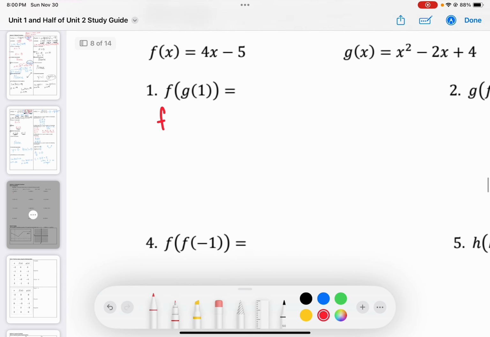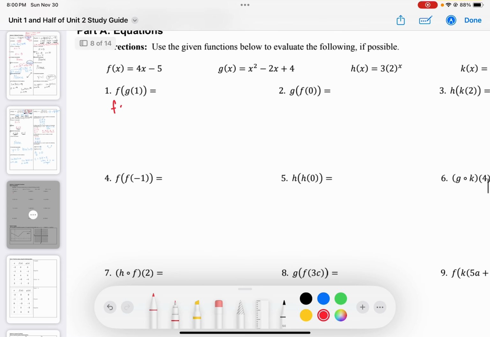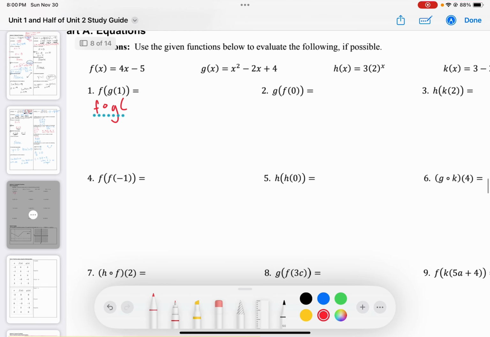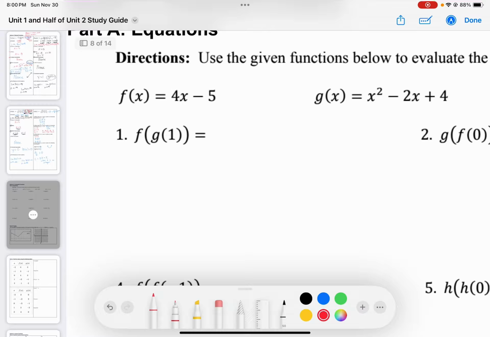I just want to be clear that this notation could also be written as the f of g of 4, something like that. That's the same thing. Notation f of g of 4. So we're going to start with the inside. Right here, we're going to find the g of 1. And that output, whatever output's there, will become the input to f.